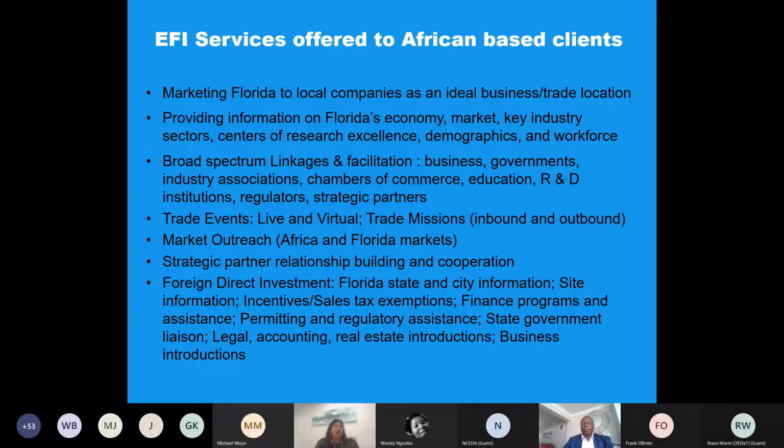We've got involved in strategic conversations with airlines for direct air service, trade events on both sides, live and virtual, both on the Florida side and African side. We get involved with those. And for those interested in setting up in Florida, we can provide everything from your city and state information, incentives, finance programs, permitting and regulatory assistance, and so forth and so on. Next slide, please.